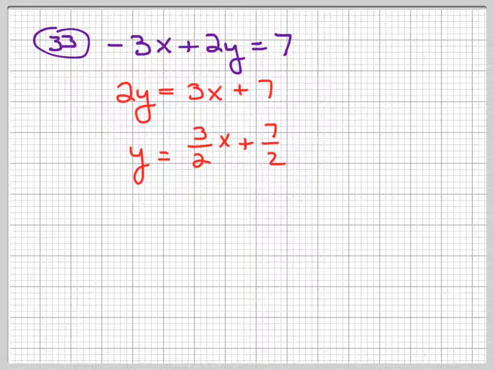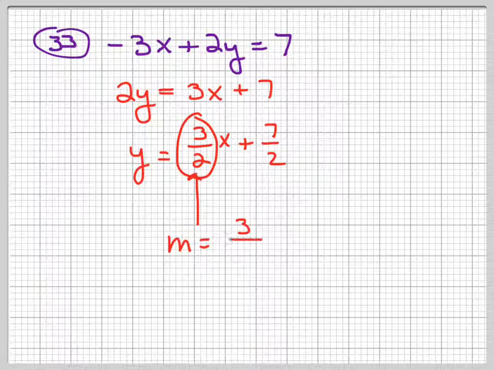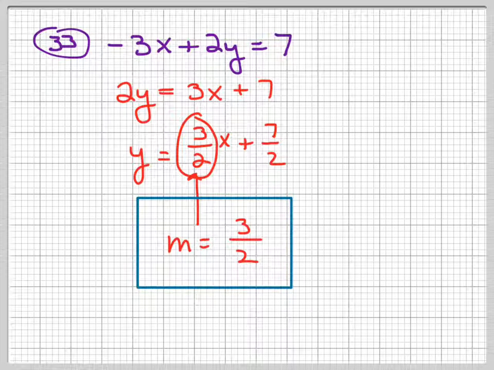We don't really care about the 7/2. What we wanted was this guy. Our slope is the number right next to the x. This line goes up 3 over 2. So that would be our answer for that one.